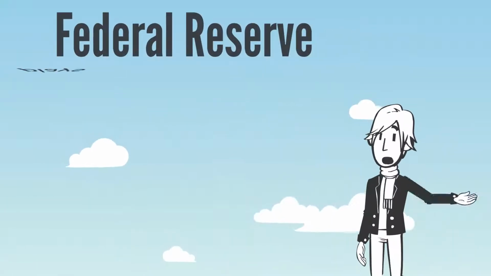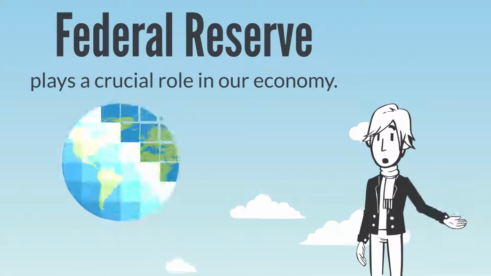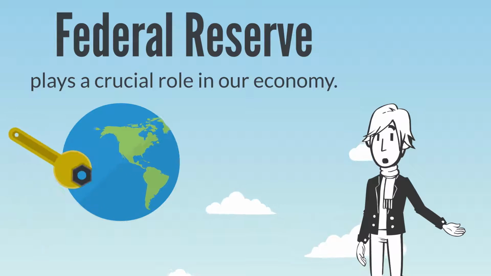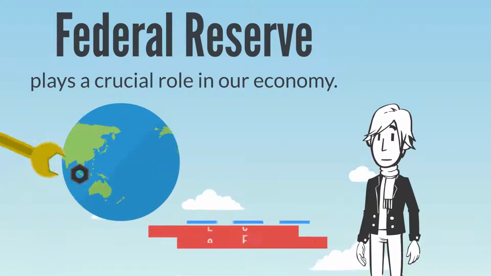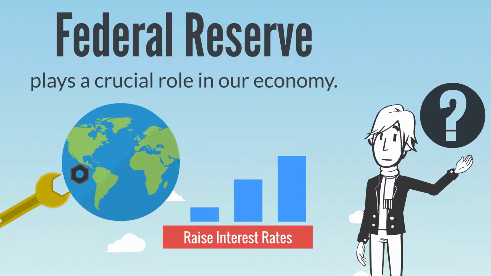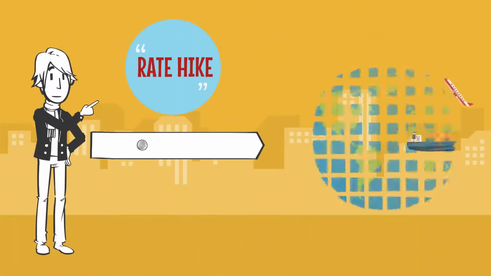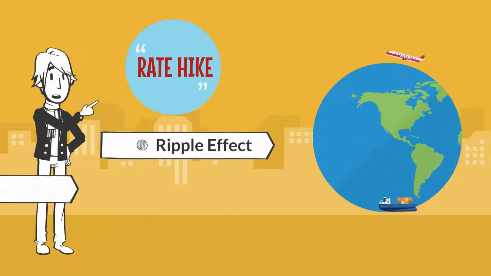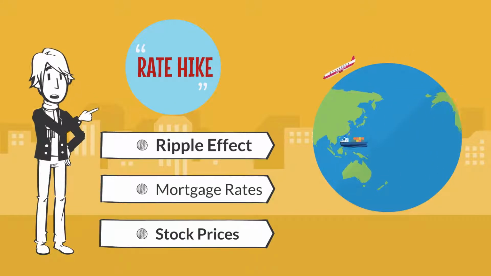The Federal Reserve plays a crucial role in our economy, and one of the most important tools they have at its disposal is the ability to raise interest rates. But what exactly happens when they do? A rate hike can have a ripple effect throughout the economy, affecting everything from mortgage rates to stock prices.